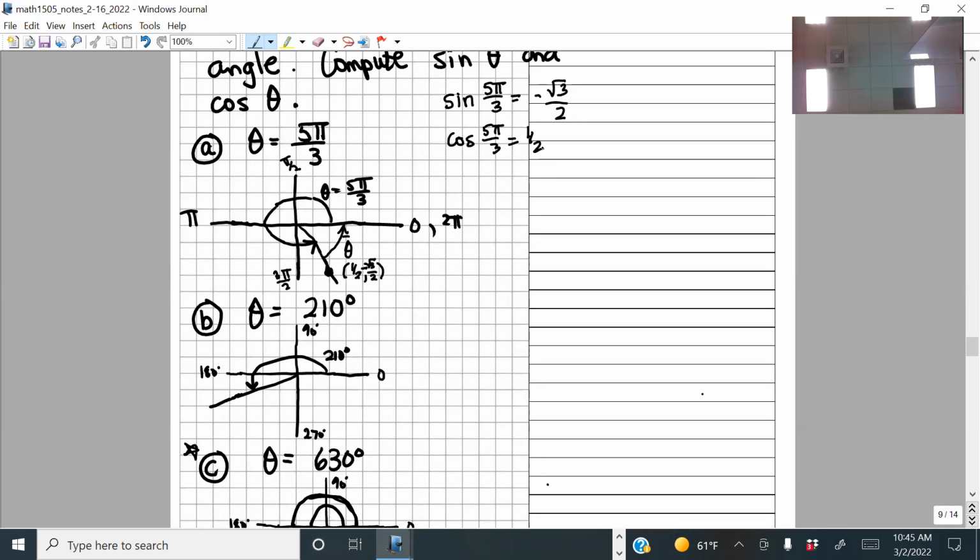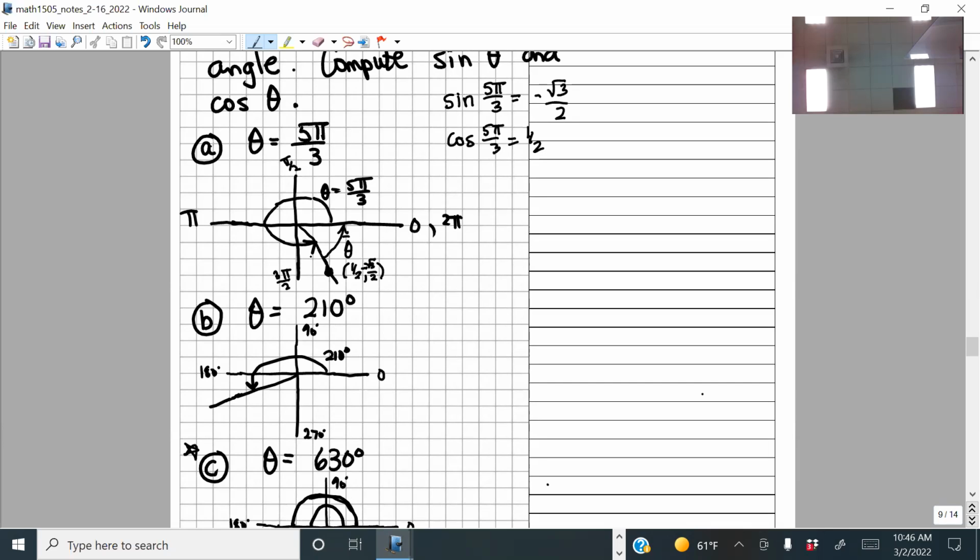Now, let me show you the second way of doing this. Because this works great for special angles like 5 pi over 3, but not all angles are special angles. So let me show you the alternative way. We're now going to compute what is called a reference angle. So we're going to use the reference angle version of finding sine and cosine. Once you've drawn your original angle, so there's the 5 pi over 3.